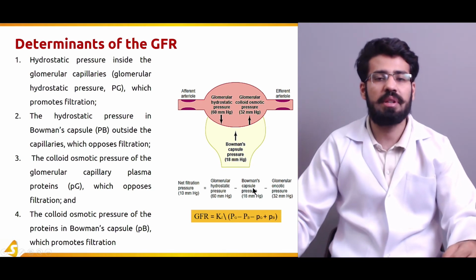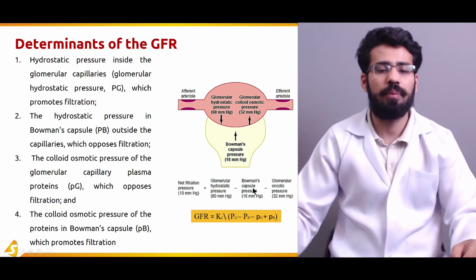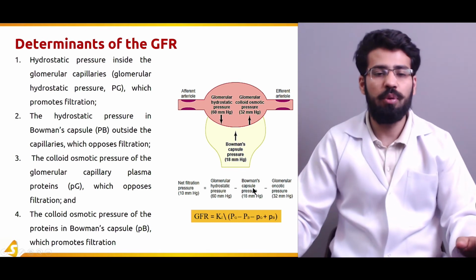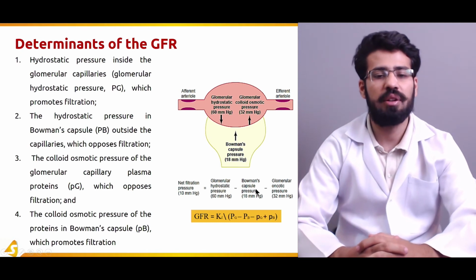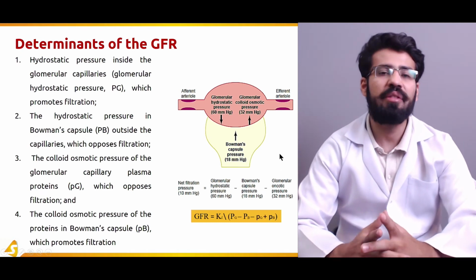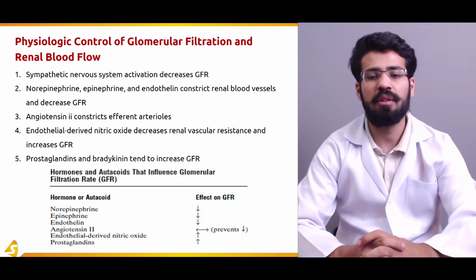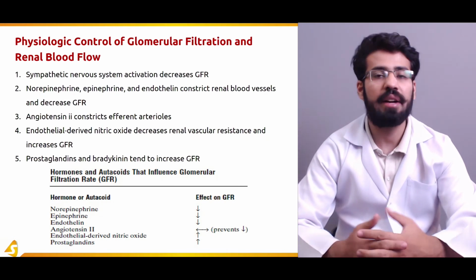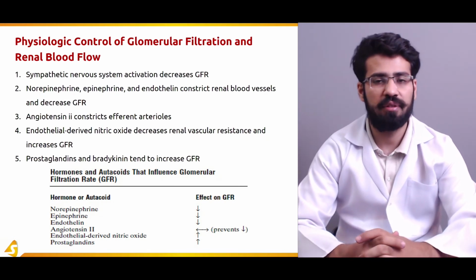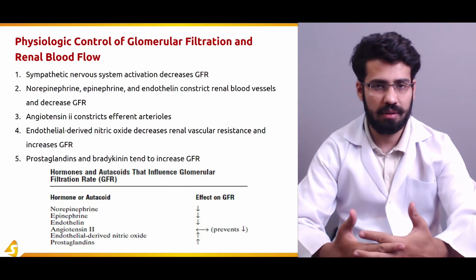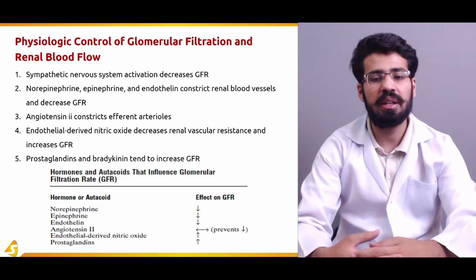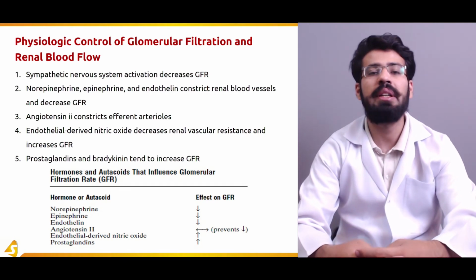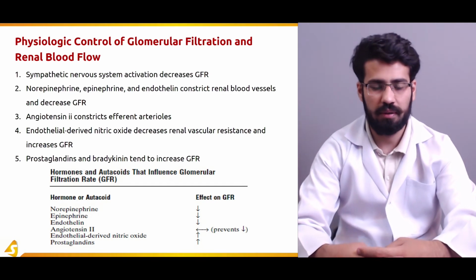Kf here represents a particular constant. Now, moving towards the physiologic control of the glomerular filtration and the renal blood flow. There are various factors that control the glomerular filtration rate and, of course, the renal blood flow. Number one is the sympathetic nervous system. When the sympathetic nervous system is activated, it will decrease the glomerular filtration rate.